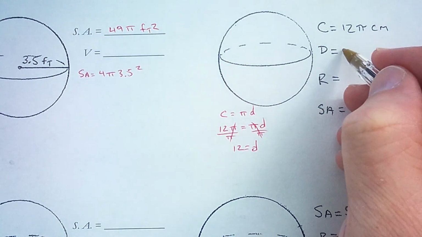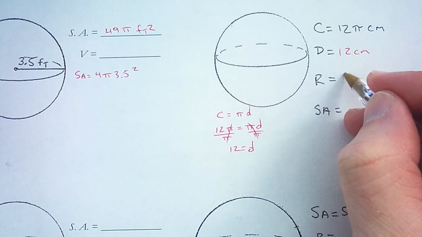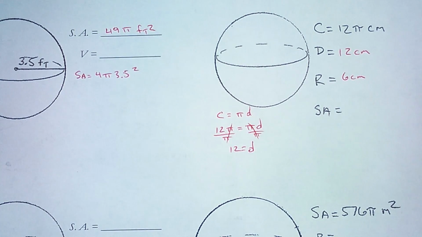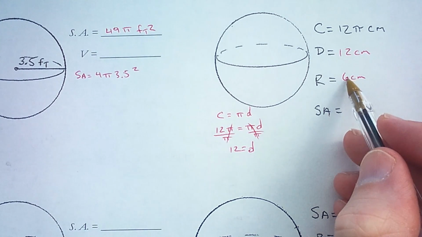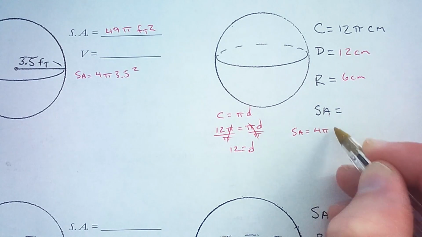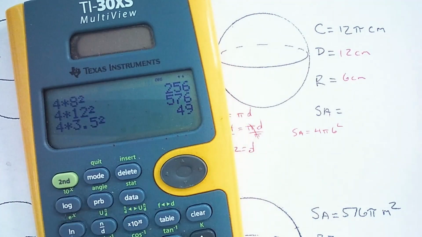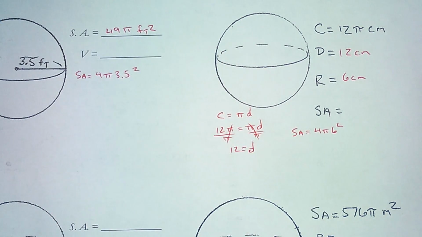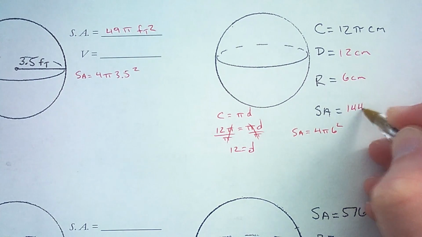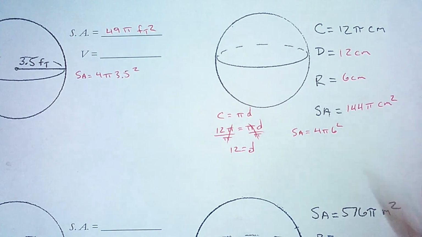Okay, so the diameter is 12 centimeters. A radius is half of a diameter, so the radius is 6 centimeters. Now I can use that radius of 6 to find the surface area. Surface area equals 4 pi 6 squared. Okay, so 4 times 6 squared is 144. So we have a surface area of 144 pi centimeters squared.